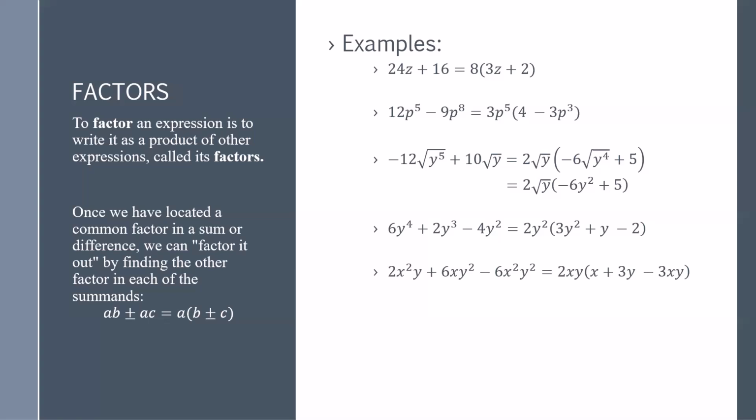Last example, 2x squared y plus 6xy squared minus 6x squared y squared. Here, each term has a factor of 2. Each term has an x, and each has a y. So we take out 2xy. When we take out a 2xy from the first term, we're left with a single x. When we take out a 2xy from the next term, we're left with a 3y. And when we take out a 2xy from the third term, we're left with a negative 3xy.